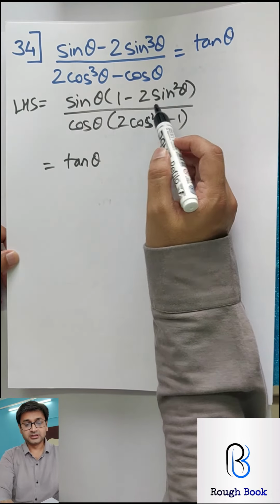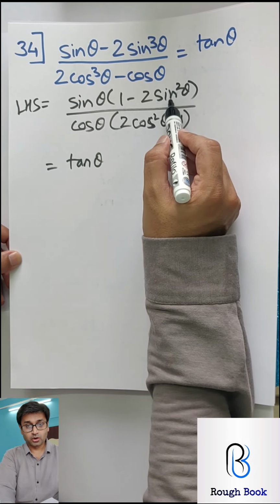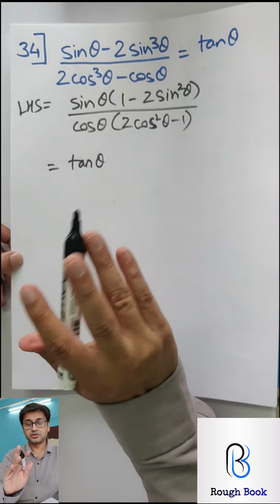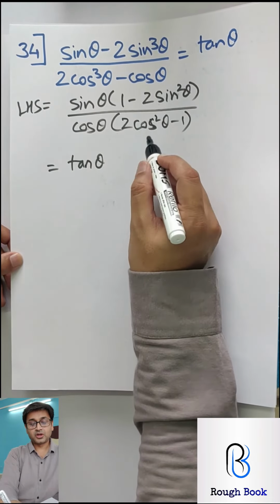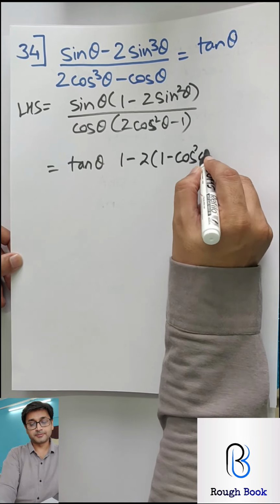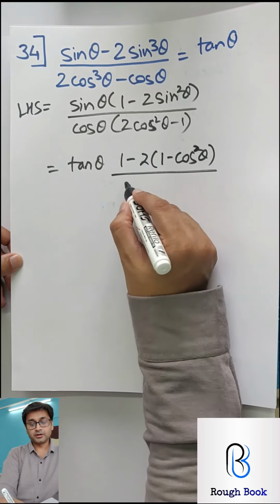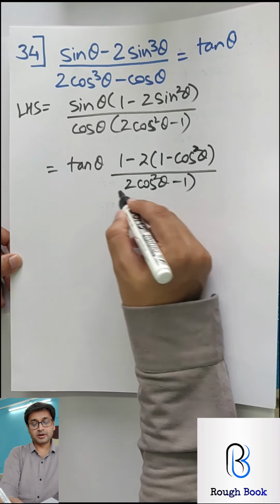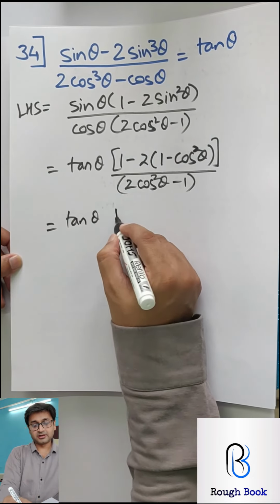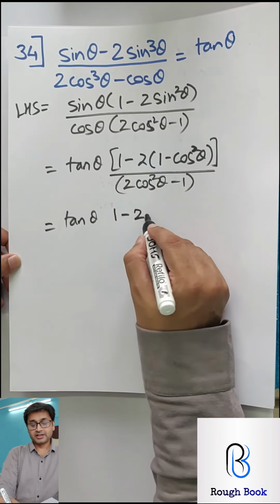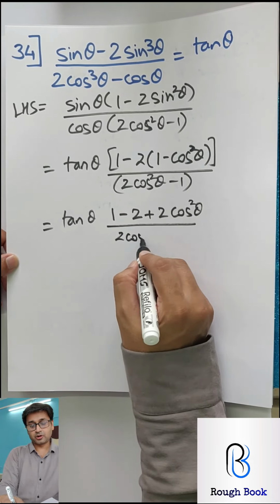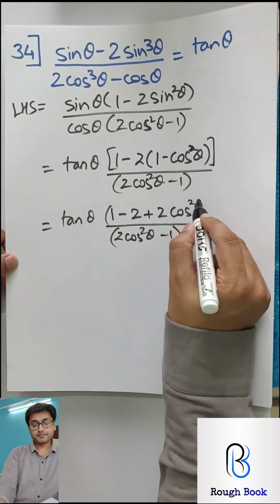Now to get it cancelled, either convert sine into cos or convert cos into sine. One of the two things. Don't convert both, otherwise you will not get it. So let's convert sine. So I will get 1 minus 2 times sine is 1 minus cos square upon 2 times cos square minus 1. Bigger brackets here. Let's open. So tan theta, 1 minus 2 minus minus plus 2 cos square upon 2 times cos square minus 1.